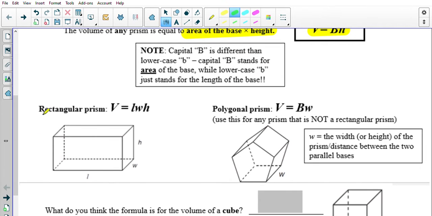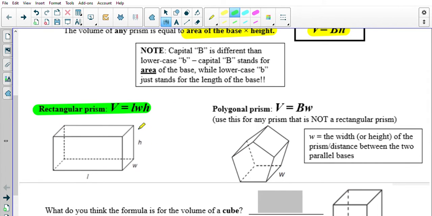If I'm asked to find the volume of a rectangular prism, and this is on your formula sheet, we want to use the formula capital V equals L times W times H, length times width times height. You just multiply all of the dimensions. It really is area of the base times the height, since the area of the base, which happens to be this rectangle here and has dimensions length times width, we would find the area of the base to be length times width, multiply it by the height of this prism. So that's why this makes sense. Really, any prism is going to be area of the base times the height.